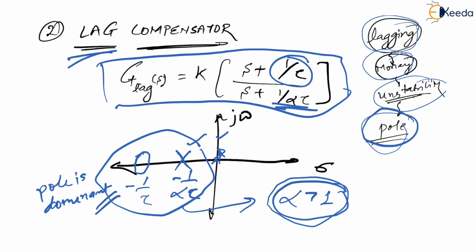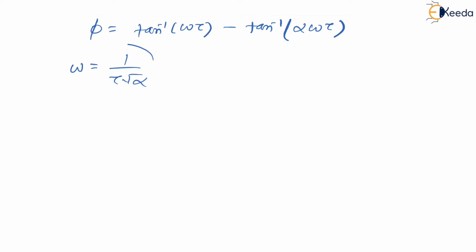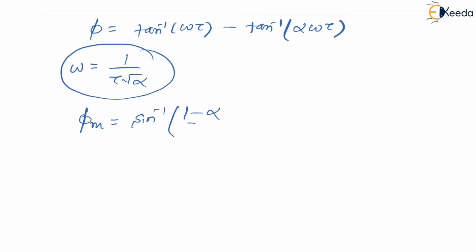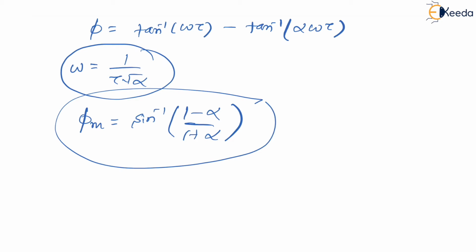Now let us apply the same procedure we did for the lead compensator. We found that phi was equal to tan inverse of omega tau minus tan inverse of alpha omega tau. Then omega was equal to 1 by tau into under root alpha. It remains the same. Then phi m was sine inverse of (1 minus alpha) upon (1 plus alpha). The same things are repeating.